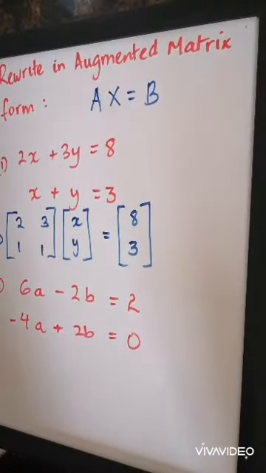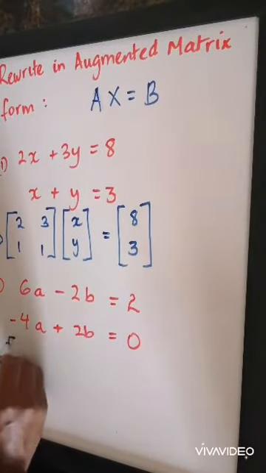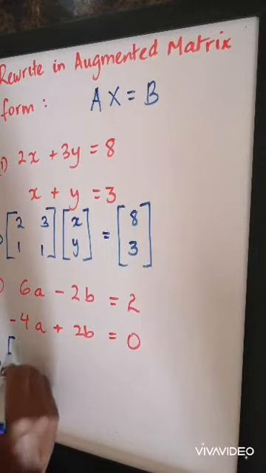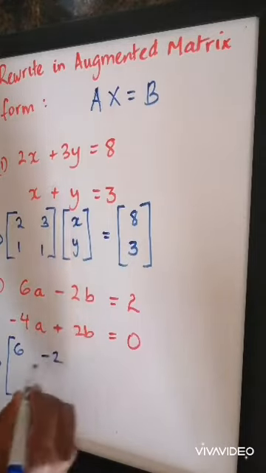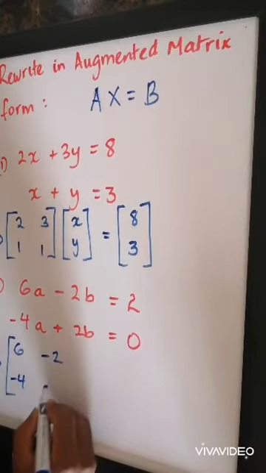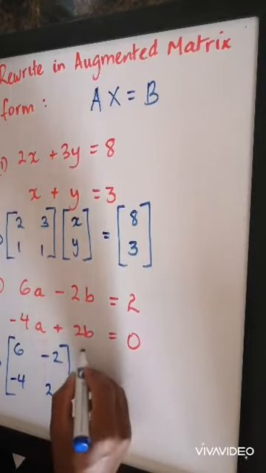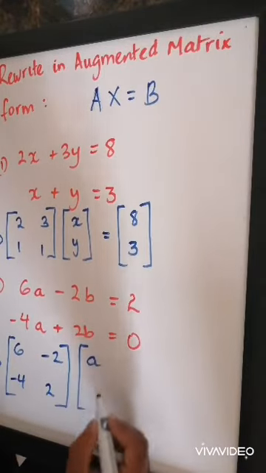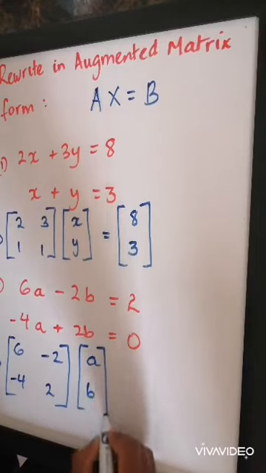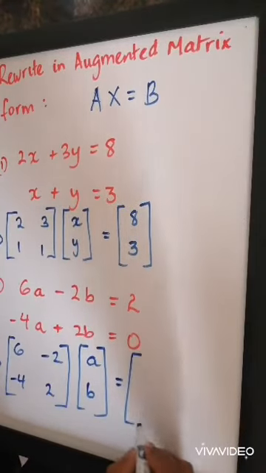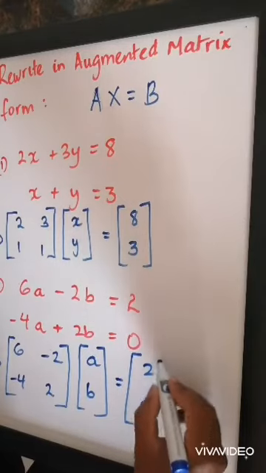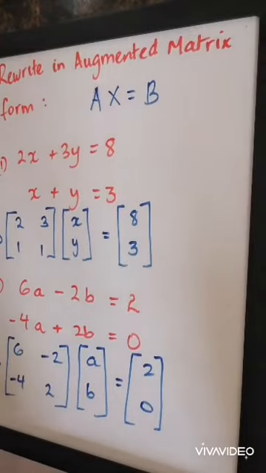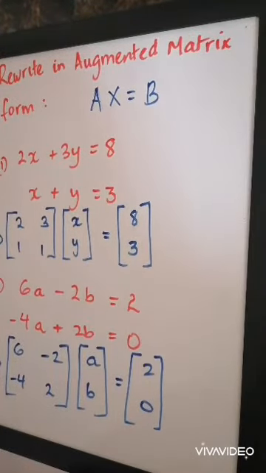So let's look at example 2. Again, we're going to have a matrix of the coefficients 6, -2, -4, +2. We have the variables now, a, b, and then finally we have the constants 2, 0. And we have written the simultaneous equations in the augmented matrix form, AX equal to B.